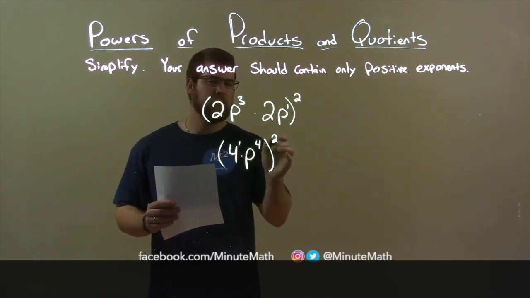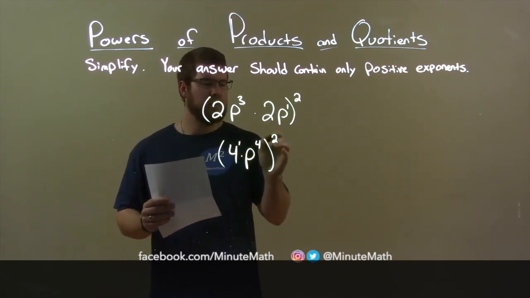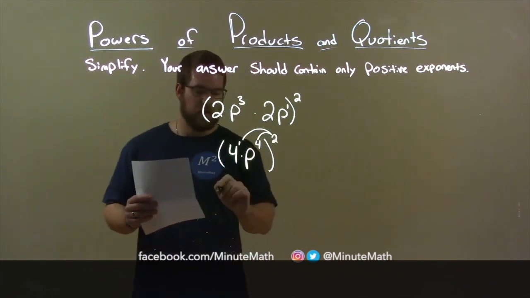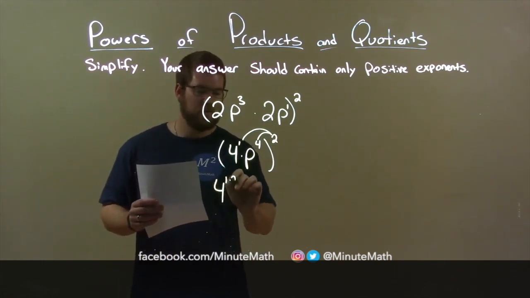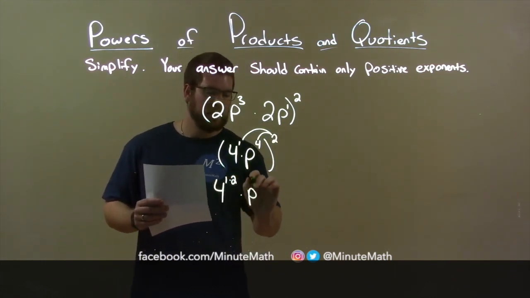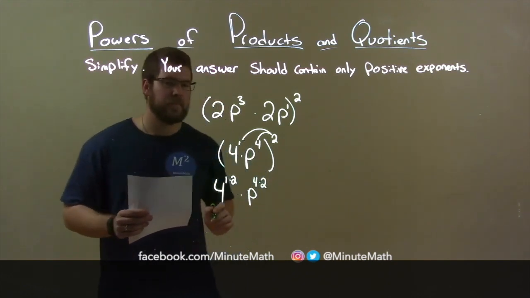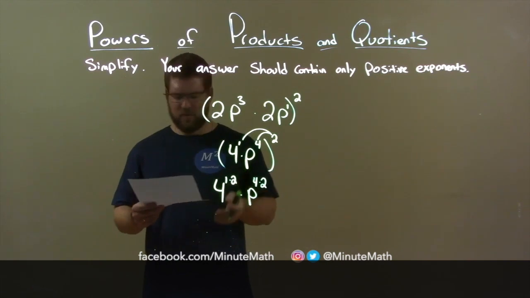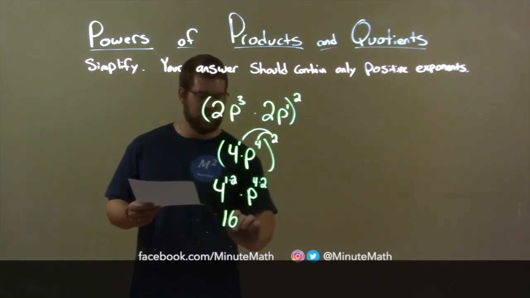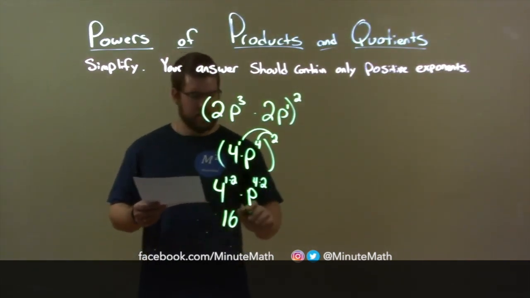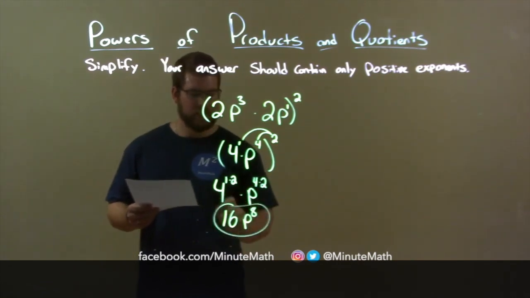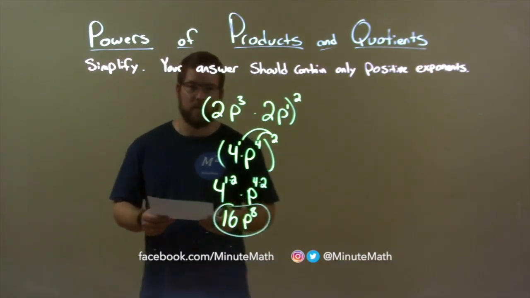And now to simplify this, we distribute this exponent of 2 to each of the exponents inside. And it's made with multiplication. So now we have 4 to the 1 times 2 power times p to the 4 times 2 power. Well, 1 times 2 is 2. That's easy. And 4 to the second power is 16. 4 times 2 is 8. And so p is now to the 8th power, giving us our final answer, 16p to the 8th power.